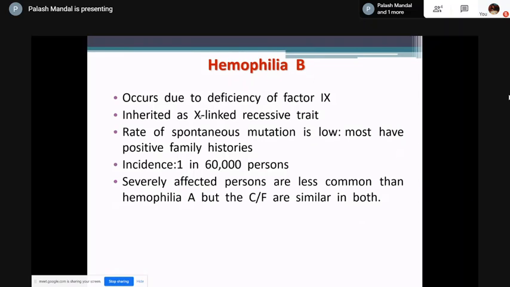Hemophilia B, also due to the deficiency of factor 9, also known as Christmas factor, is also an X-linked recessive disorder, and it is not so common as hemophilia A, and the rate of spontaneous mutation is rather low.